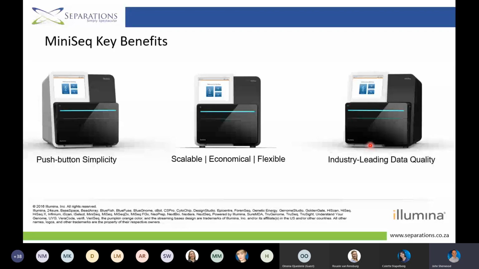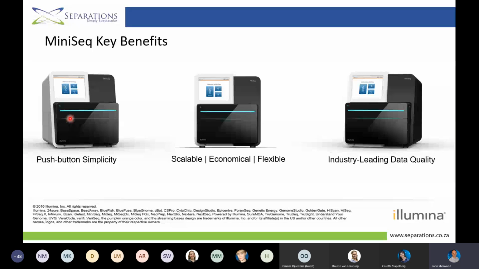So some of the key benefits that we've already mentioned is obviously the push button simplicity. Everything can be done on board. If, for example, you want to do basic analyses, that can all be done on instrument. You've also got the option to attach this directly to the cloud-based system called BaseSpace to do additional secondary and tertiary analyses. So what Illumina have tried to do is keep the workflow as simple as possible, and that's basically across all their sequencers.